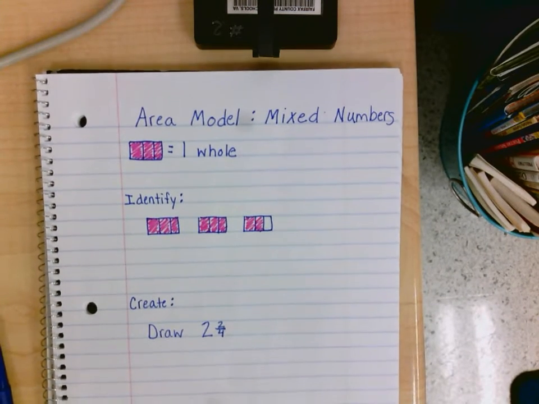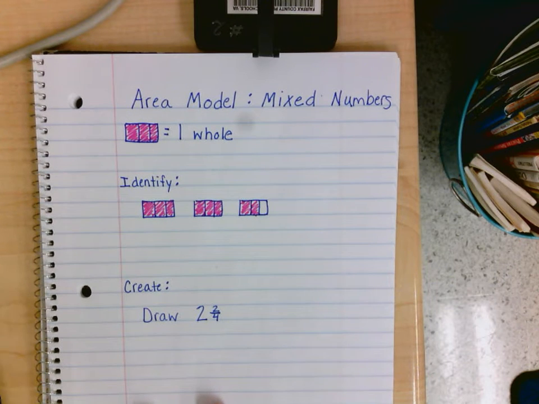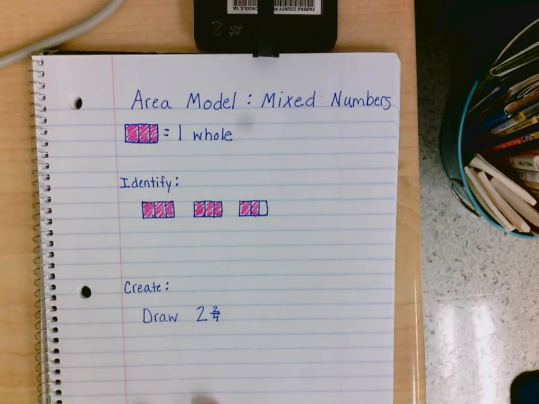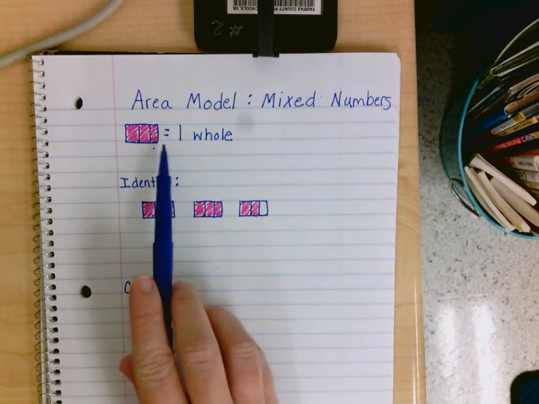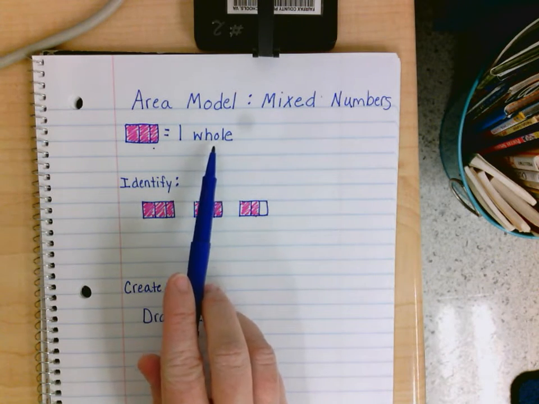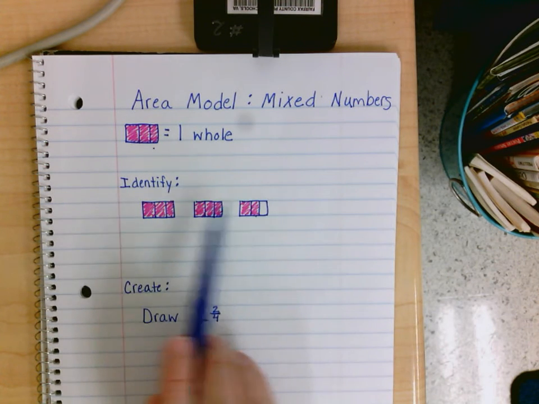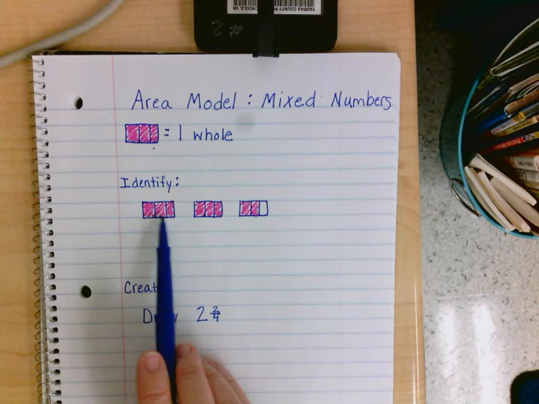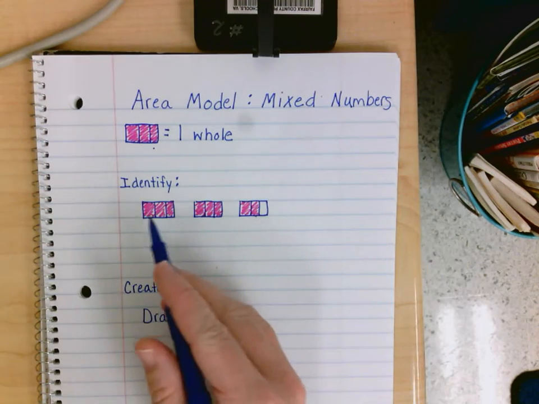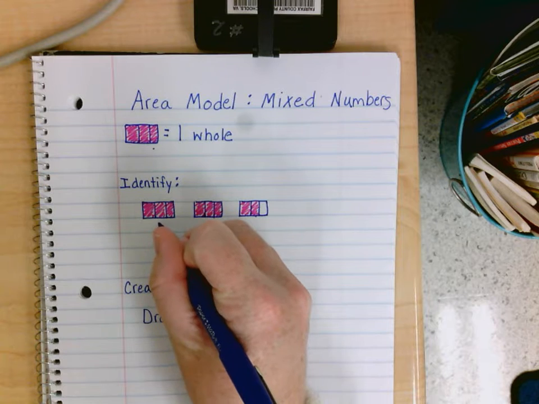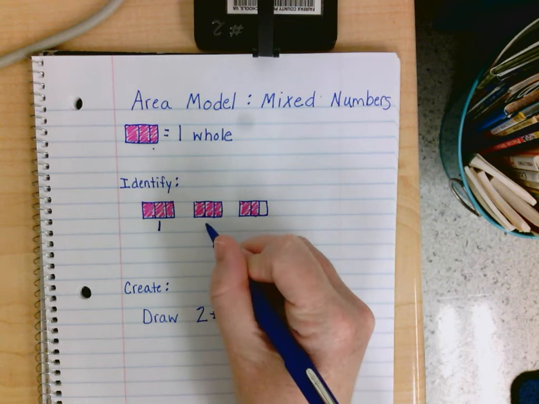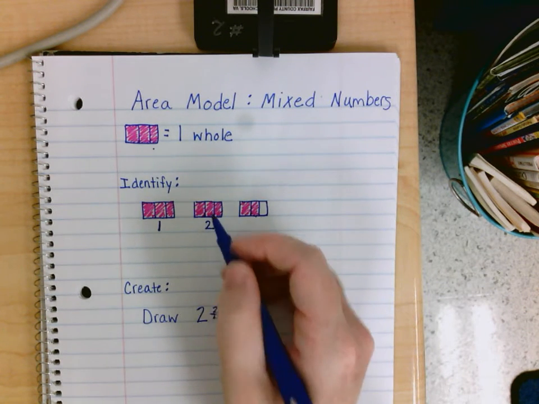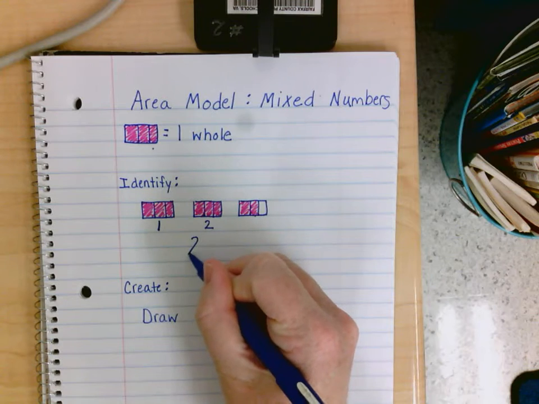Alright, in this video we're going to work on identifying and creating area model fractions with mixed numbers. So looking at this rectangle divided into thirds, completely shaded, that's going to give us one whole. So when we look at this picture here, these rectangles divided into thirds, I notice that this one is completely shaded. So that's going to give me one whole. This one is completely shaded. That's going to give me two whole shapes, completely shaded.